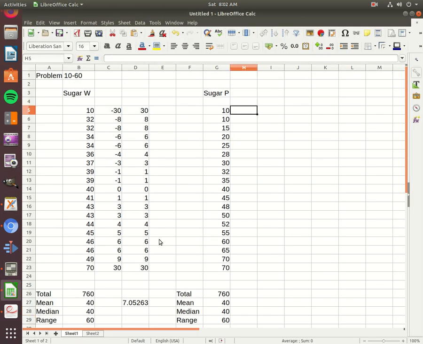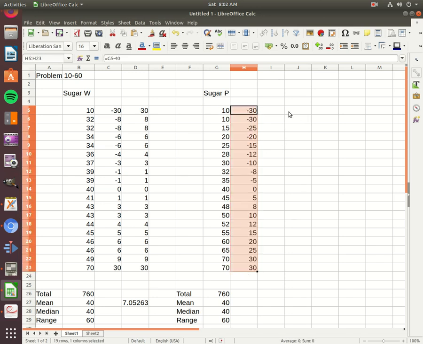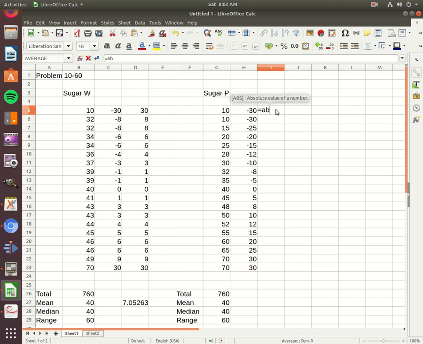Again, we have a mean of 40 again, so we'll write our formula. We're going to say I want to take this and subtract 40. Then I will copy this down the whole way. Then I will say, well, I want the absolute value of that.